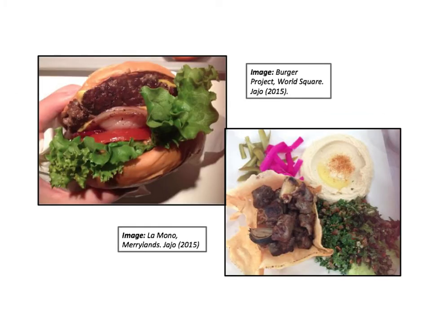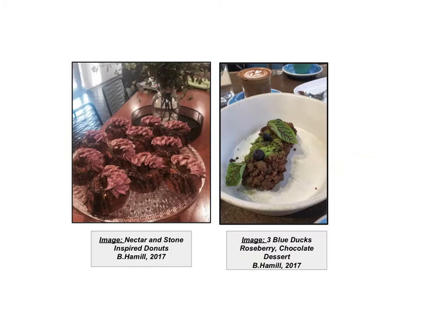Now just have a look at these images, and we can see how appearance and colour and presentation might actually stimulate someone's appetite. So we've got a burger here, and we've got a meal here of Lamono, which is like a Lebanese Middle Eastern themed restaurant, and we can see all the different colours that are used and the different textures that are involved as well. Here we can see a few dessert options.